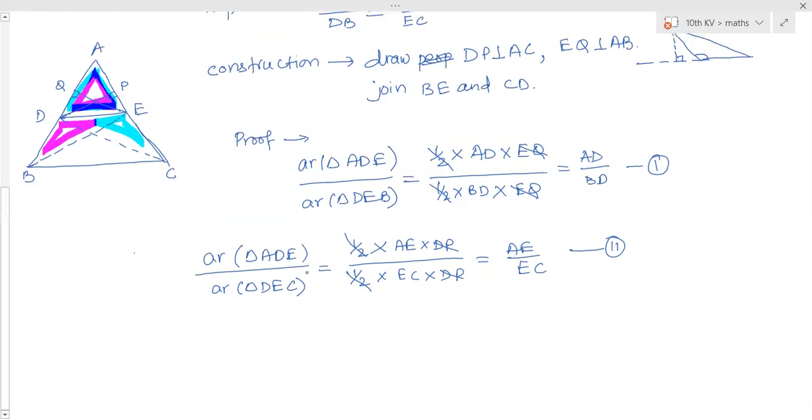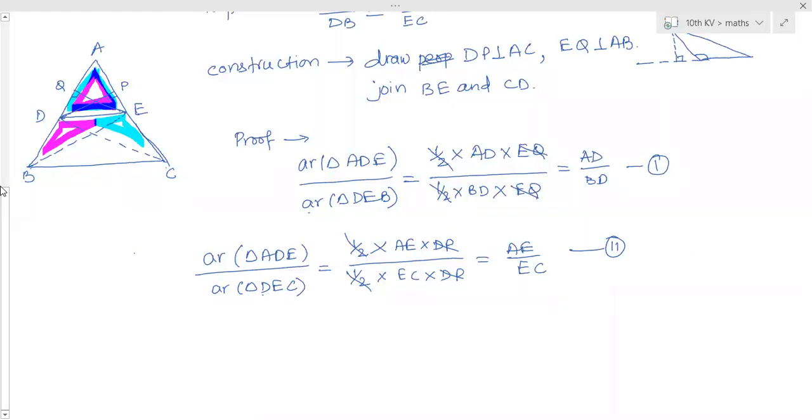Area of DEB is equal to area of EDC. Yes. So here the numerator ADE is already equal. If it is a triangle, whatever base you take, whatever height you take, the area of the triangle won't change. So area of ADE will remain the same. Now our task is to show that area of DEB and area of DEC are equal to each other. So how to show this equal? DEB, DEC. How to show them equal?